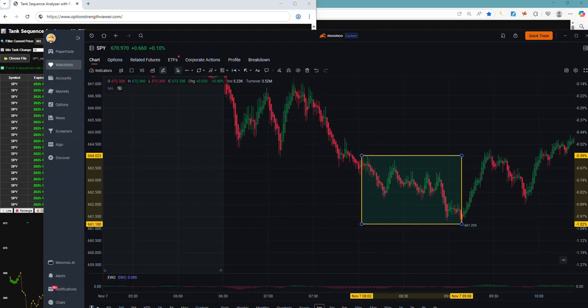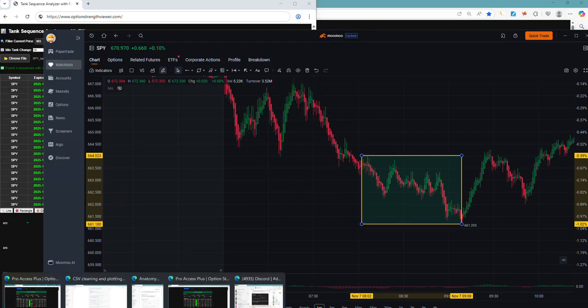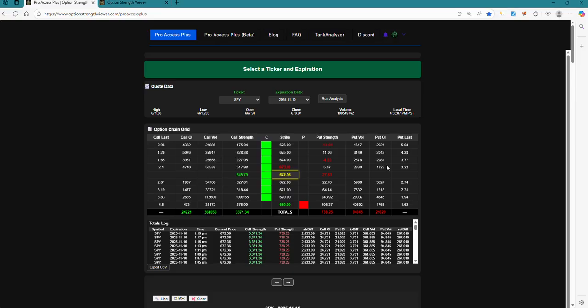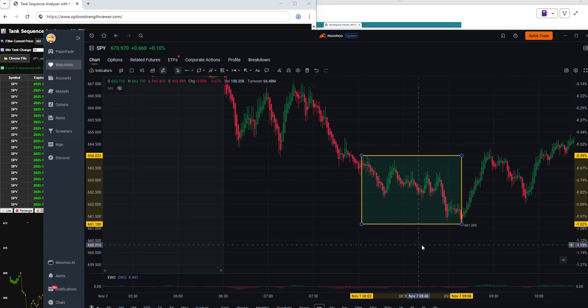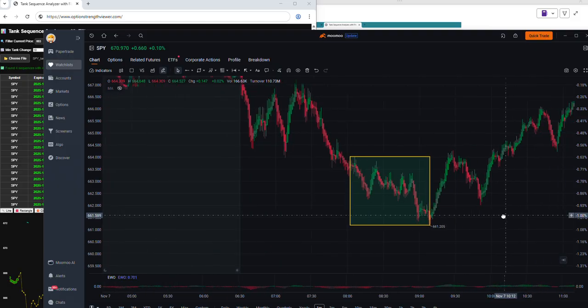Imagine if you are right here, if this was 663, it basically is saying that all of the four strike prices above and four strike prices below are all losing strength in puts, and they're increasing strength in calls, and they're about to be green. So right here, it's showing you, so you don't get trapped buying puts. This is your nice little entry zone.